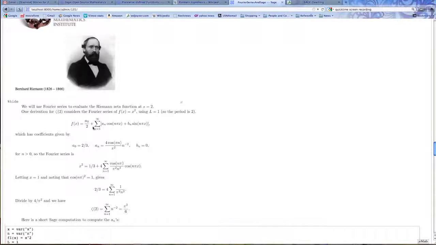We're going to find the Fourier series of that function. So here's the formula for the Fourier series and the coefficients an and bn. We talked about the formulas for them earlier.